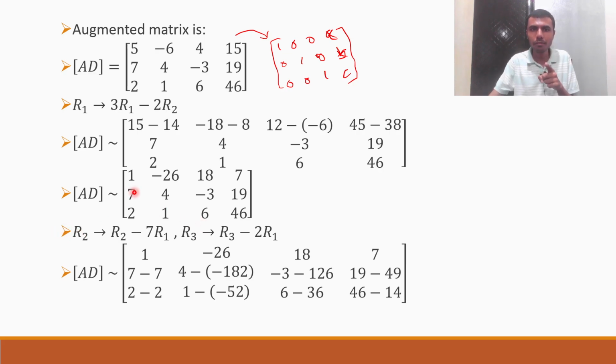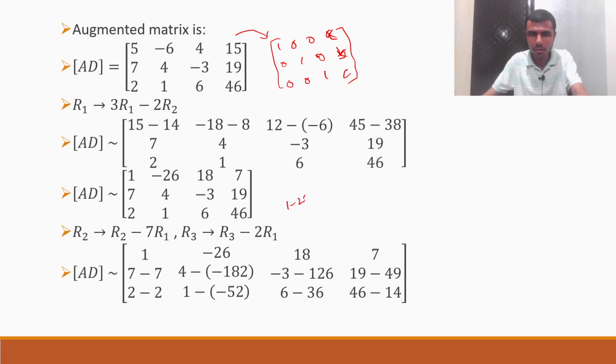Now 7 minus 7, so 4 minus 7 into minus 26, that means it is minus 182, 4 minus of minus 182. Minus 3 minus 7 into 18, it is minus 126. Minus 3 minus 7 into 18 means minus 3 minus 126. Next 19 minus 7 into 7, 19 minus 49. Hope things are all good up till now. Now next R3 implies R3 minus 2 R1. Now 2 minus 2 into 1, 2 minus 2, 1 minus 2 into minus 26, that means 1 minus minus 52. I'll show you this.